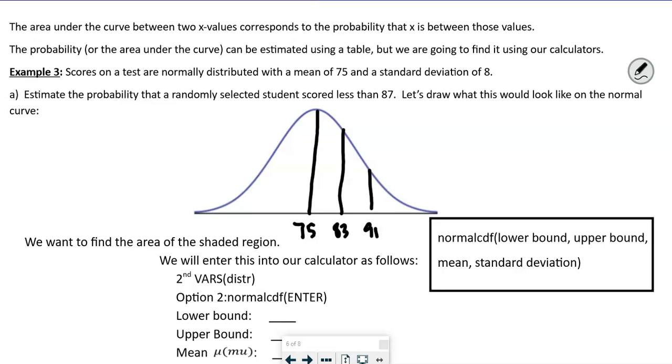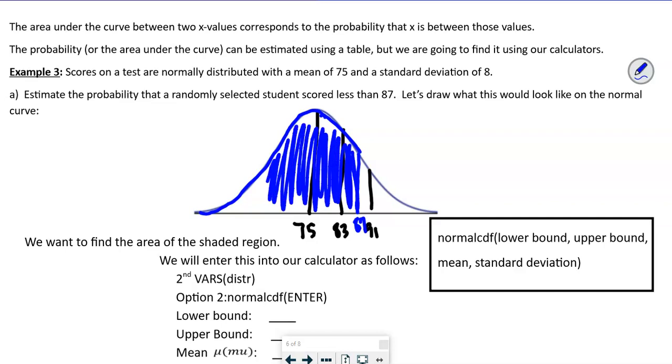But the value they're asking us to find is estimate the probability that a randomly selected student scored less than 87, okay? So that means this value is going to be in here somewhere, right? 87. And what we're really trying to find is the area under this curve, okay? So that means all of this would be shaded in. And that's what we're trying to find, all of this right here. Y'all got me? That's the area underneath that curve right there, okay?